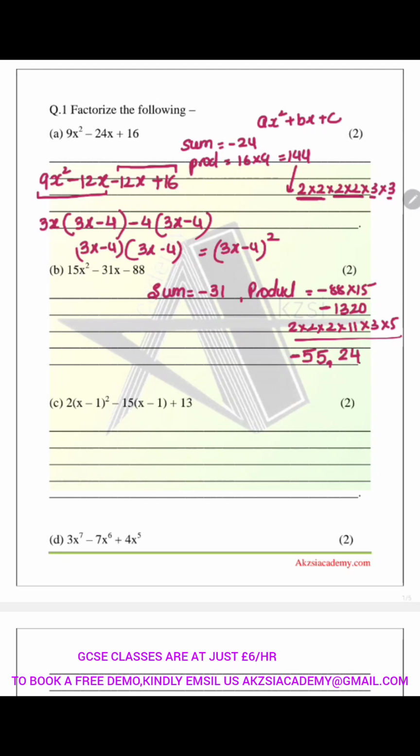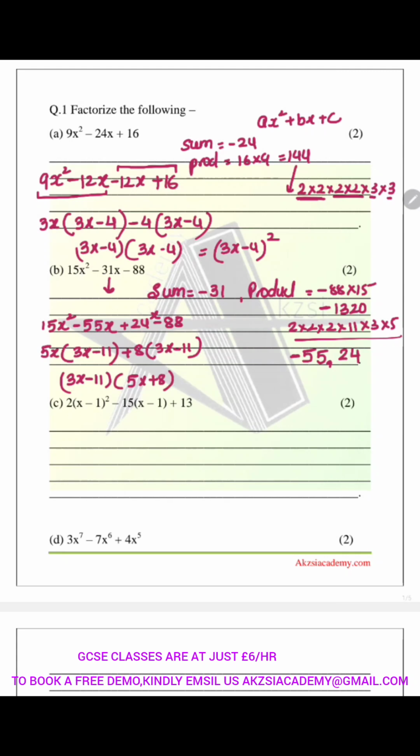Well, this is about splitting the middle term, so I am splitting this. So it would be 15x squared minus 55x plus 24x minus 88. I can take out 5x as common. Remaining is 3x minus 11. From here, I can take out 8 as common. This is x. So this would be 3x minus 11. Clearly, we have two terms, and I can take out 3x minus 11 as common, and remaining is 5x plus 8.